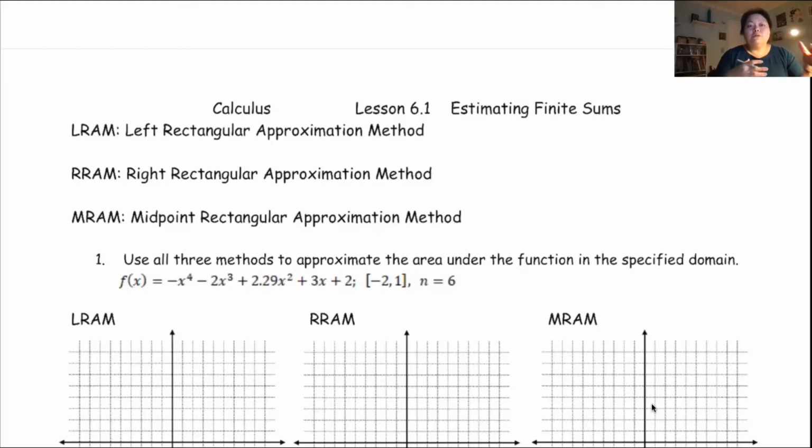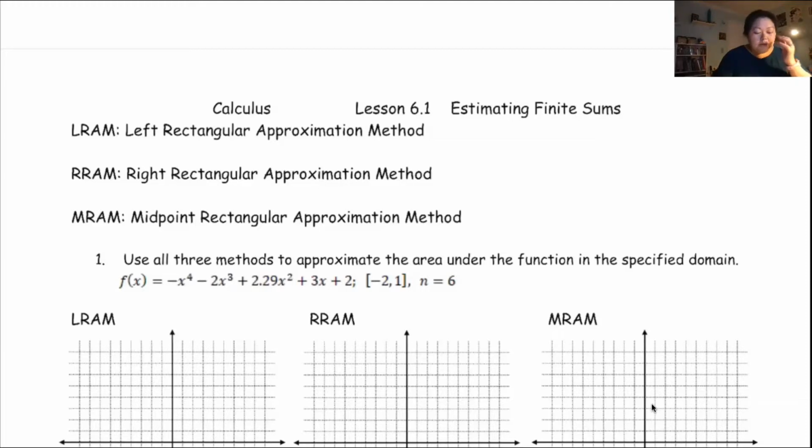With calculus, what it allows us to do is find the exact answer between the curve and the x-axis, that area that we're looking for, right? So right now we're looking at how these approximations work. How do we draw rectangles to help us get an idea of what the area should be, right?